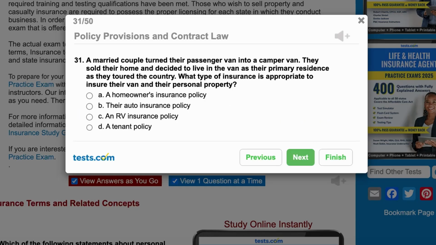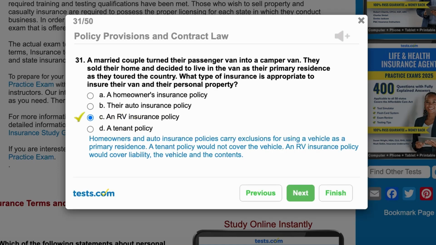Question 31. A married couple turned their passenger van into a camper van. They sold their home and decided to live in the van as their primary residence as they toured the country. What type of insurance is appropriate to insure their van and their personal property? A. A homeowner's insurance policy, B. Their auto insurance policy, C. An RV insurance policy, D. A tenant policy. C. An RV insurance policy.